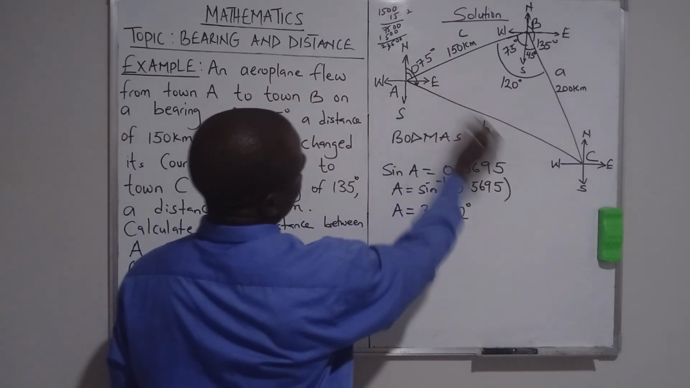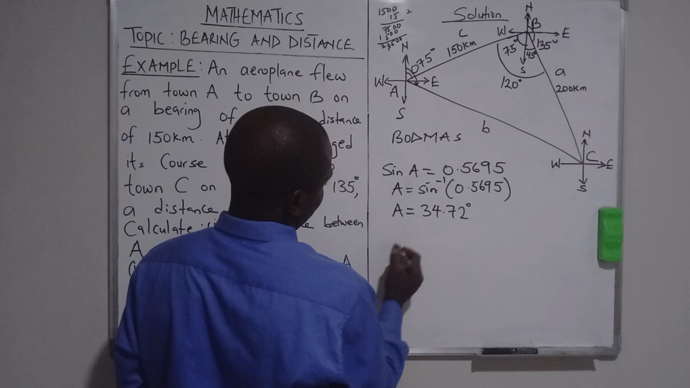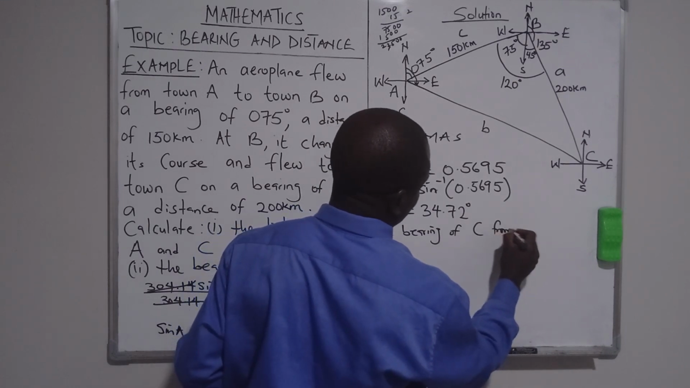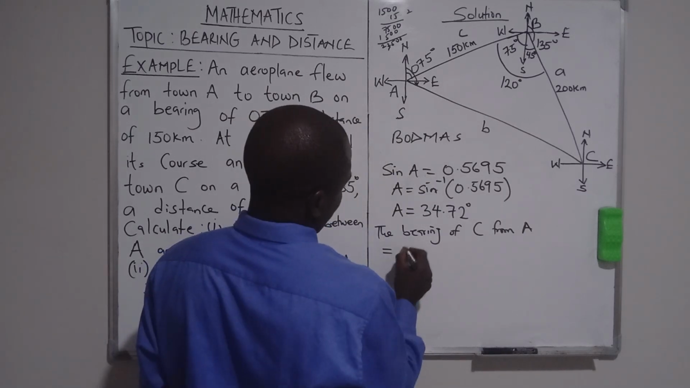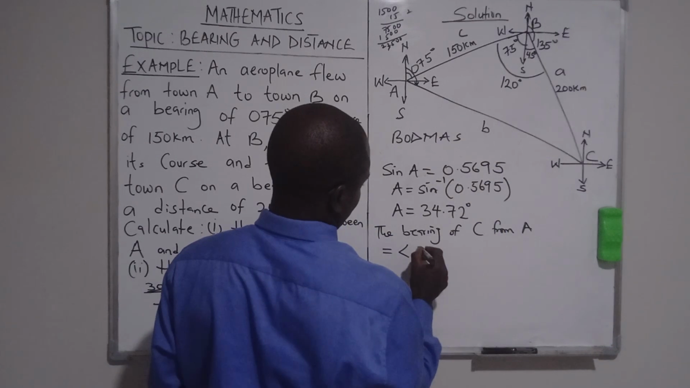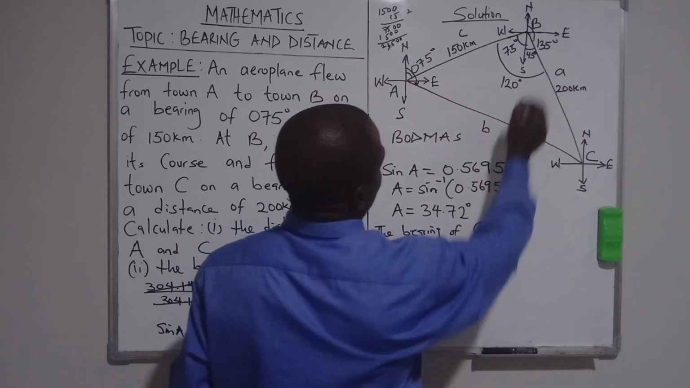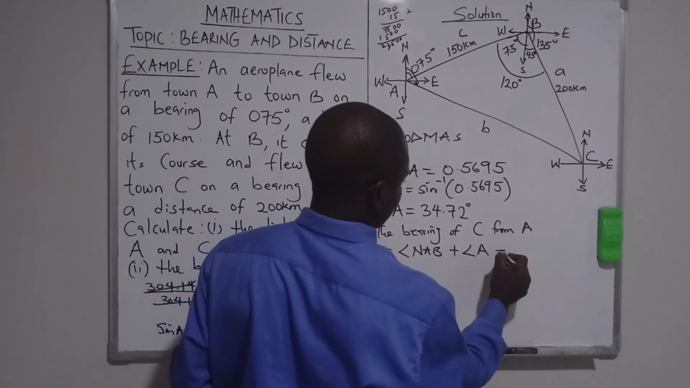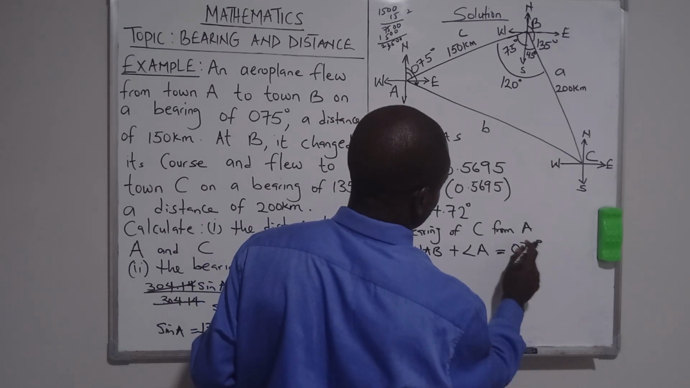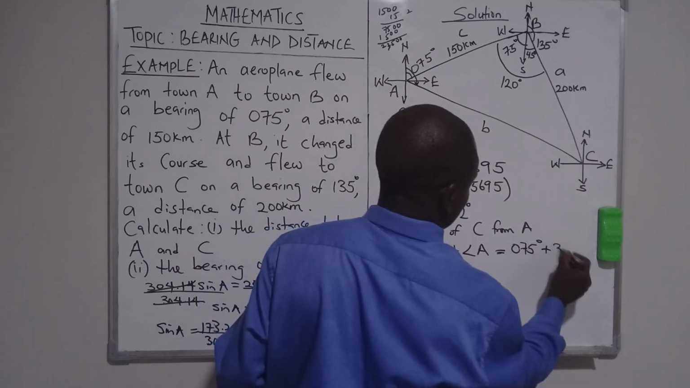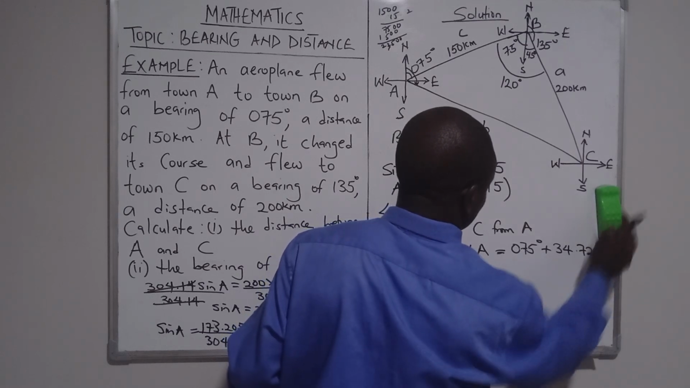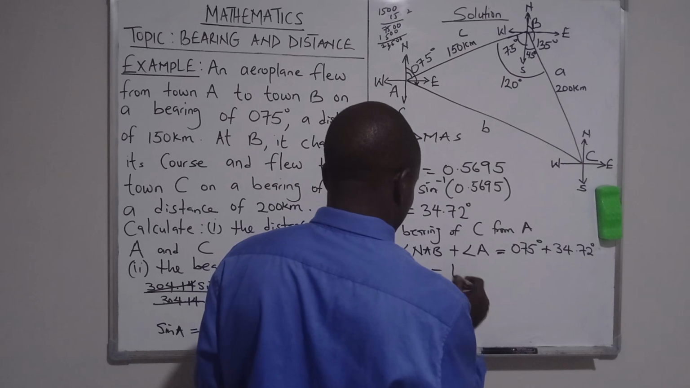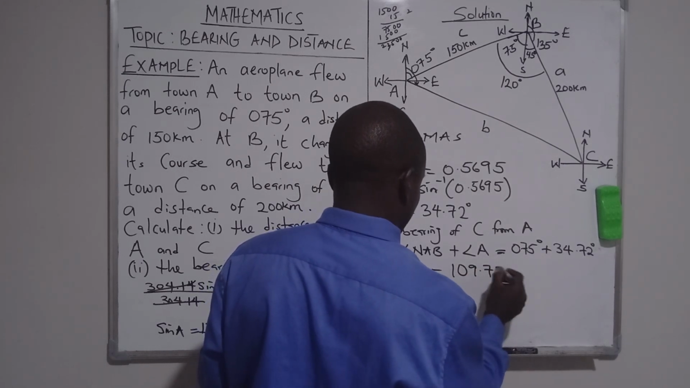Now to get the bearing of C from A, the bearing of C from A now equals angle NAB plus angle A. Now we have 75 degrees plus 34.72 degrees, because when you do the addition, you have 109.72 degrees.